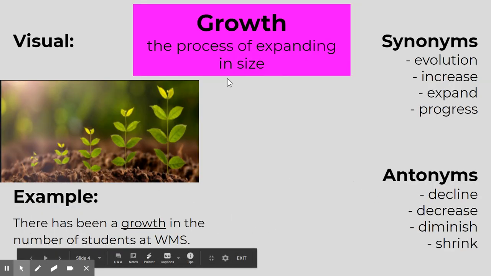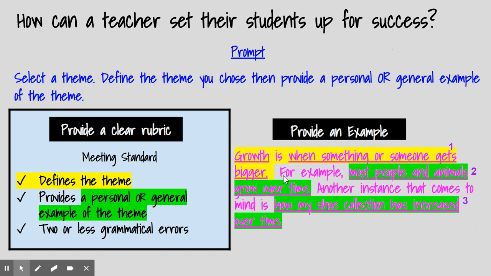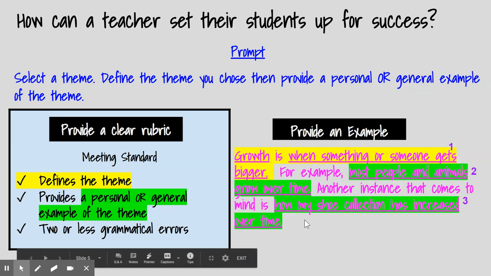So remember yesterday you studied the word growth. You did some practice around growth. So let's take a look at the example. A sample example is: Growth is when something or someone gets bigger. For example, most students and animals grow over time. Another instance that comes to mind is how my shoe collection has increased over time.